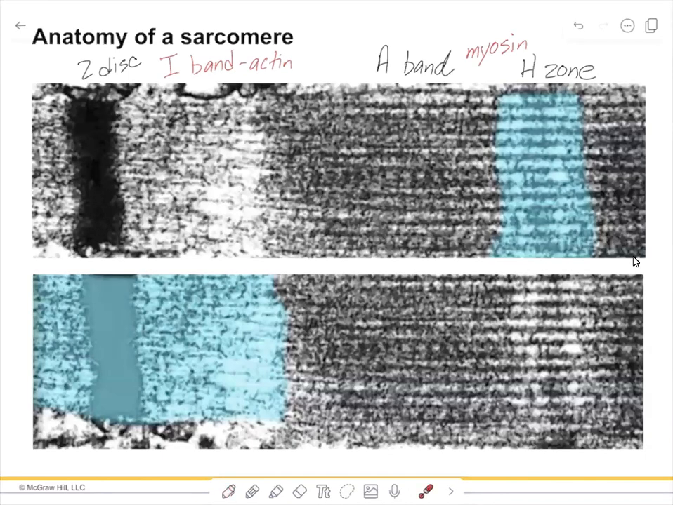So in this slide, the highlighted blue area is the I band, where we only have actin. This is the H zone, where there is only myosin that is actually present in the A band.